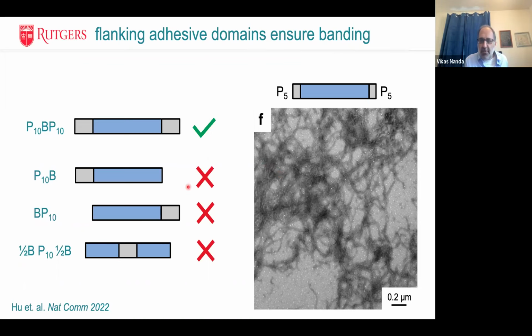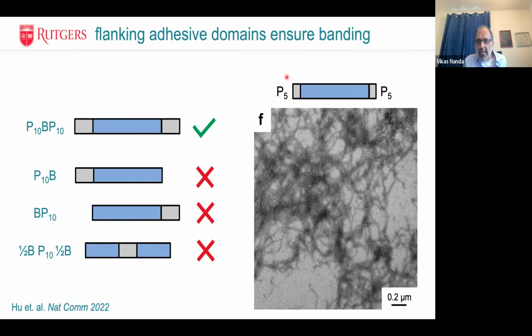So we wanted to just stress test the model and make sure that our design scheme was reasonable, that you have to flank a functional domain with these adhesive domains. So we tried things, for example, like just putting it on the N-terminal end at the beginning. That did not form fibers. But at the C-terminal end, it doesn't form fibers. You put it in the middle, it also doesn't form fibers.